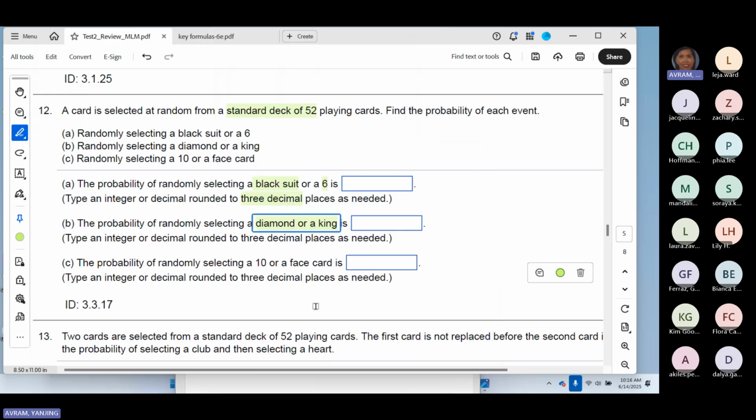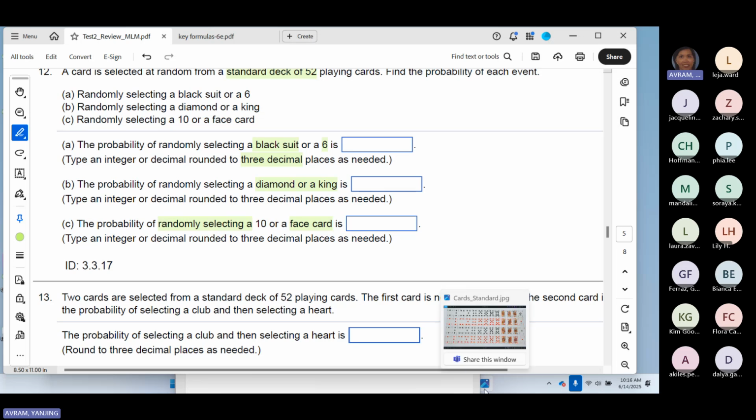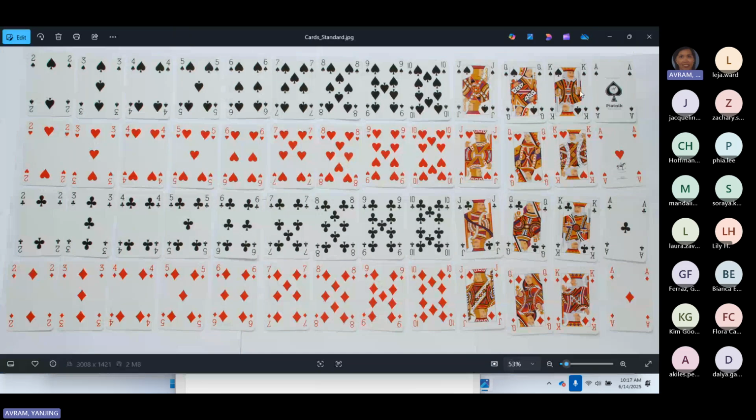All right. Okay, how about number C? Probability of randomly selecting a 10 or a face card. Okay, and then we said earlier, which one is a face card? A face card is a Jack, Queen, or King. So Jack, Queen, or King, this is considered a face card.